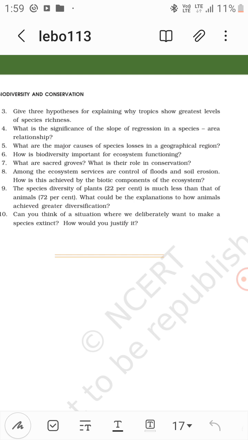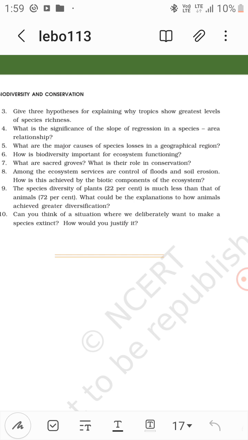What is the significance of the slope of the regression in a species-area relationship? It just tells the total diversity, right? How is biodiversity important for ecosystem functioning? It is very important because it has food chains, then food webs, then nutrient cycling, and so on.